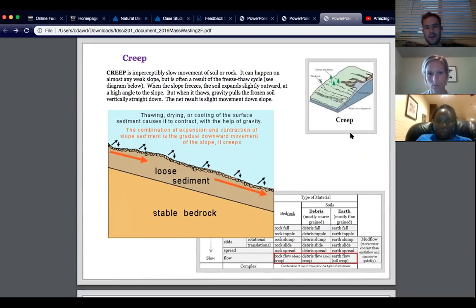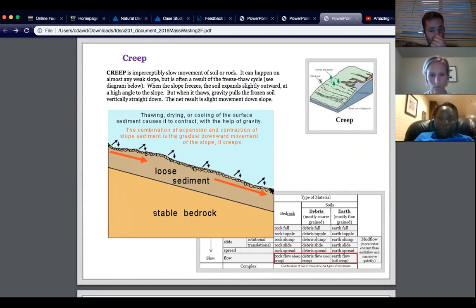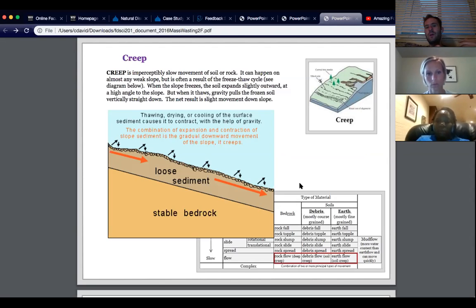And then this is creep. And this is just where things are slowly, if you think about it, creeping down the mountain. This image is a good way to show how it works. So you've got thawing, drying, or cooling will cause your sediments to kind of shrink and contract in together. But then you'll get all of a sudden maybe a lot of rain, or it'll freeze, or it'll heat up. And all these things will cause it to expand.